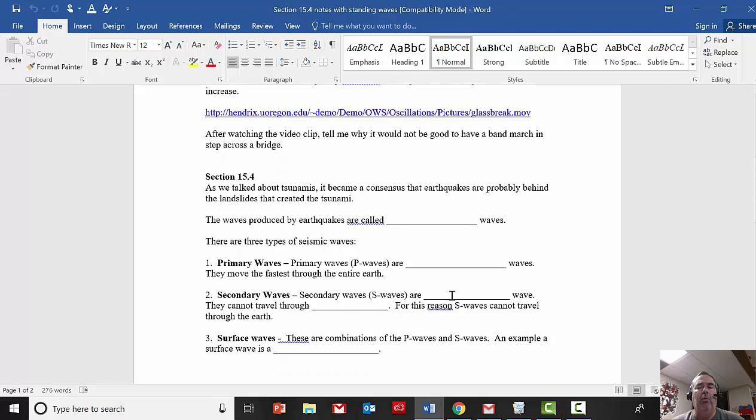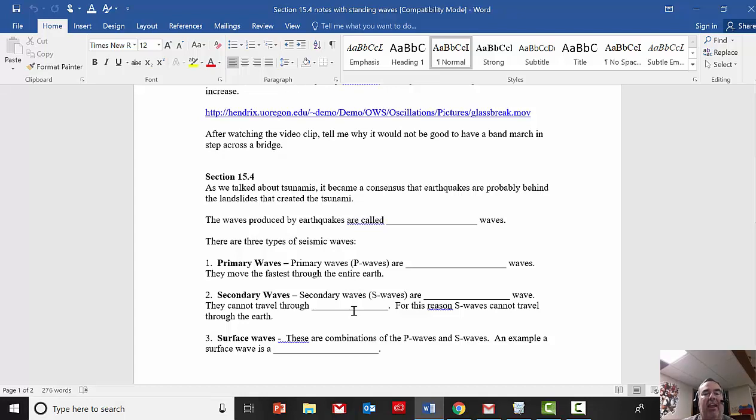Secondary waves are ones that are going to be transverse. So again, this is that right angle motion. The medium's moving at right angles compared to the direction in which that energy is traveling. The reason why they're called secondary is they are second to the primary waves. They are the ones that reach the recording station after the primary waves. So they are traveling a little bit slower.